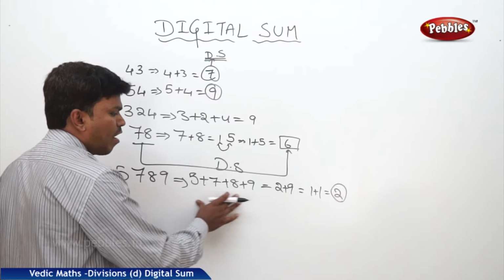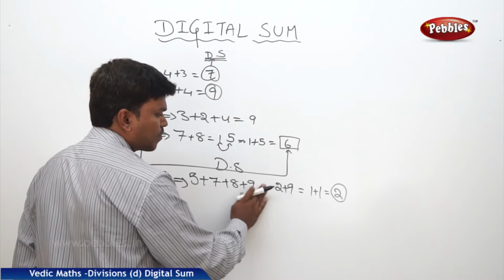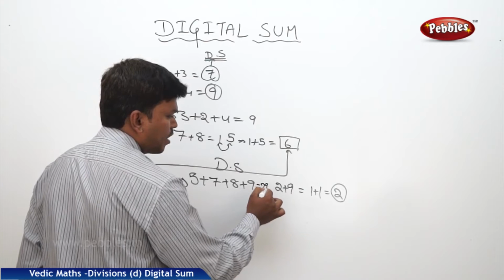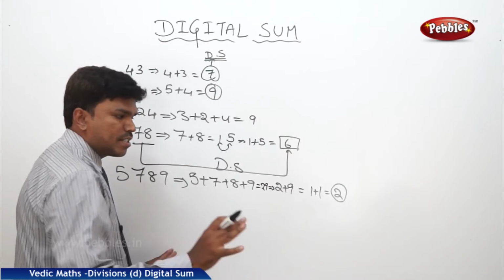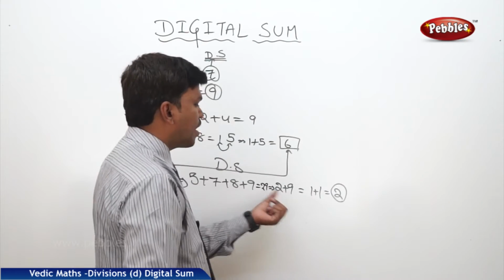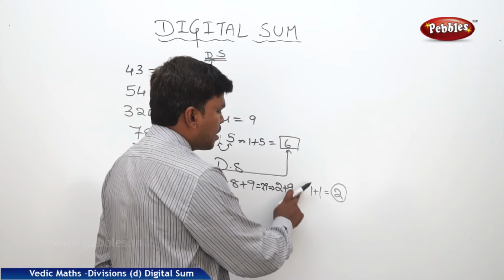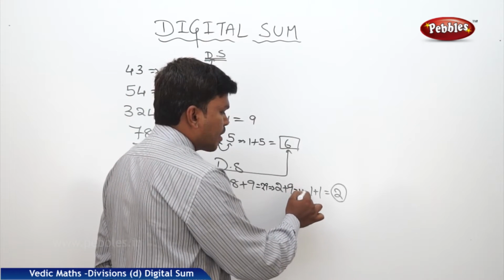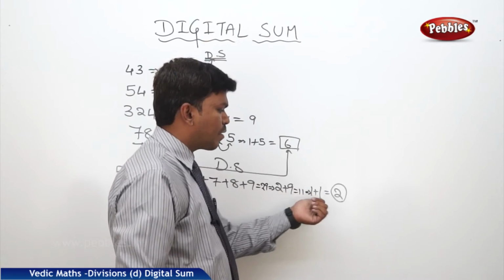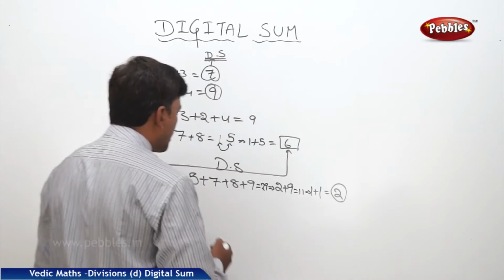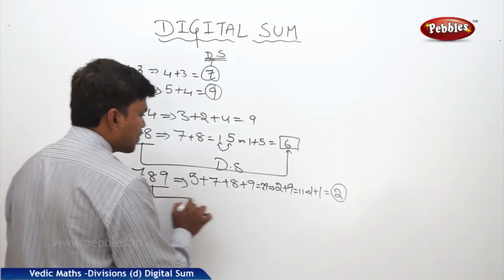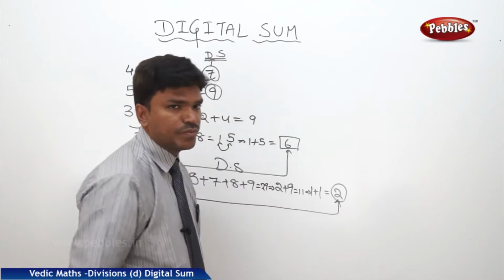See, if I add all the digits, I got 29 here. Even the 29 is not the digital sum. Again make the sum of 2 and 9. So what is 2 and 9? It is 11. So again 11 is not the digital sum. So again 1 plus 1, 2. So finally, what is your answer? Digital sum of 5789 is 2.